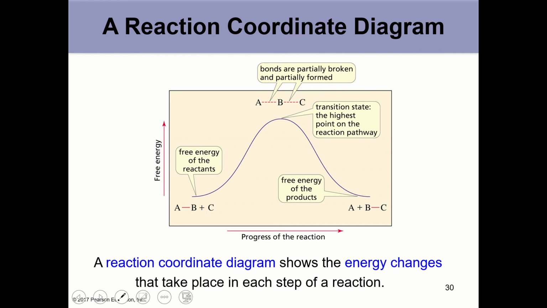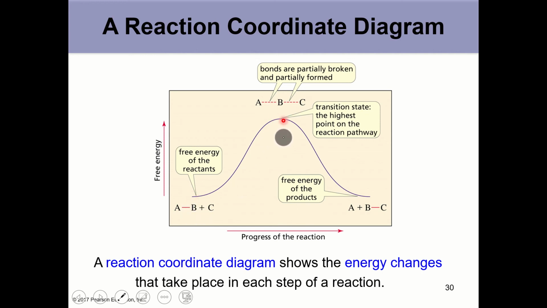Reaction coordinate diagrams. I've already reviewed this with you once, but let's look at this again. The y-axis is free energy, or delta G. The x-axis is the progress of the reaction. The beginning of the curve is the free energy of the reactants.